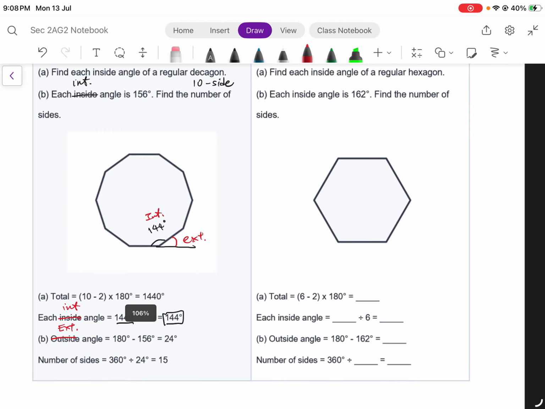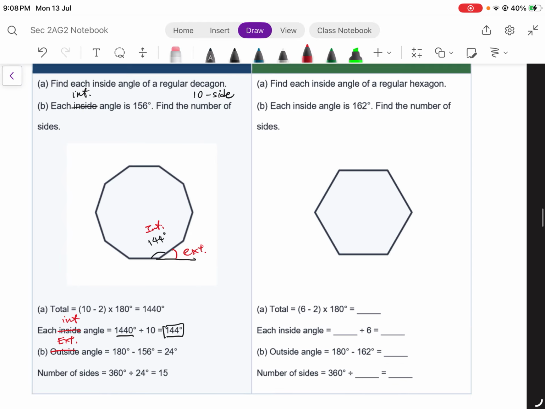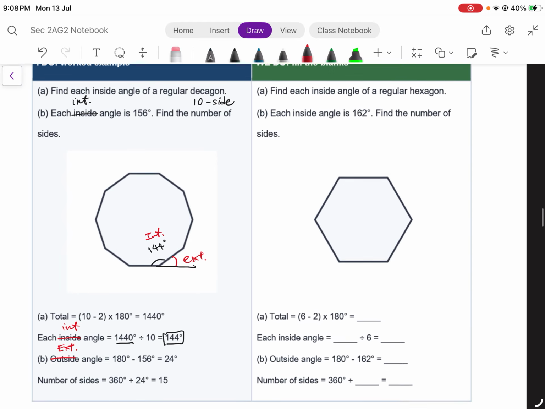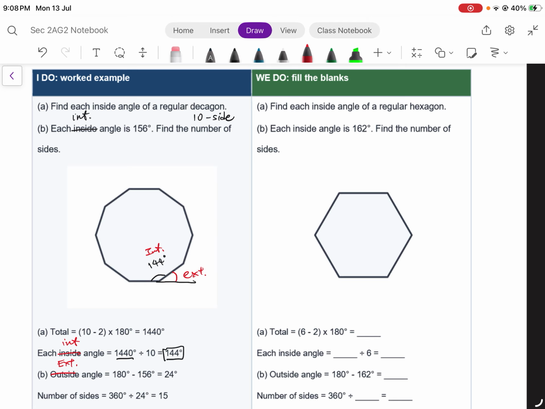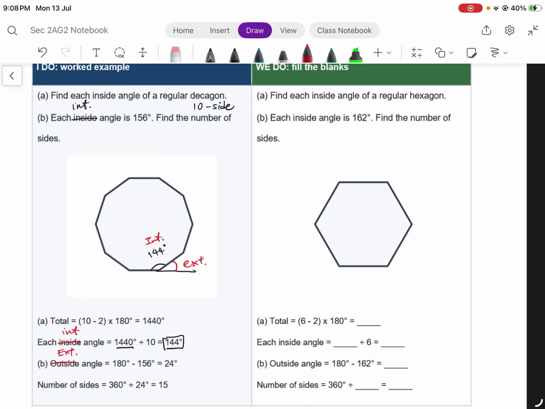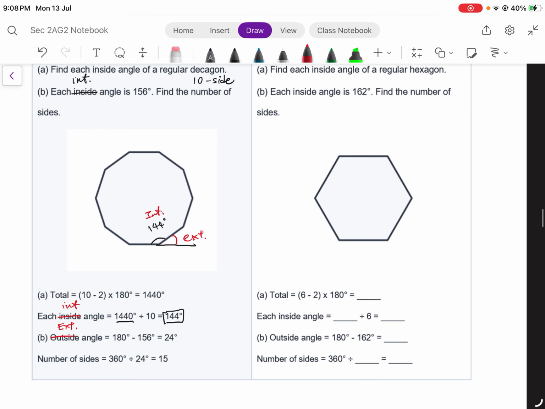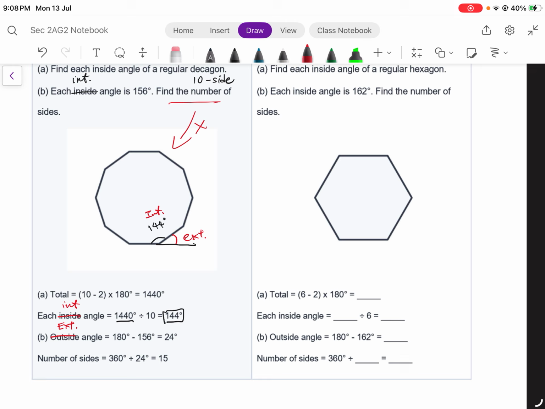Now, number of sides. These two questions are actually not related. Here they say that each interior angle is 156. Find the number of sides. This one is not for this diagram, it's a separate question. Let's say you have another polygon where every interior angle is 156, and they ask you to find the number of sides.